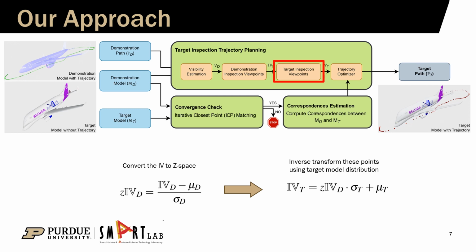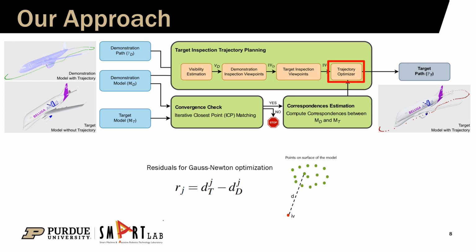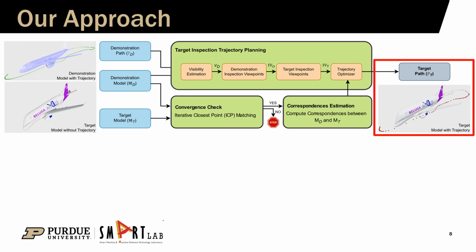Then, using the mean and the standard deviation of the point clouds of the demonstration and the target models, the inspection viewpoints are translated to inspect the target model based on standardization in z-space. Finally, the new trajectory estimate is optimized using the Gauss-Newton method, using the distance between the inspection viewpoints and the points on the surface of the model in the demo and the target model as residuals. This finally gives us the target trajectory, which is used for the inspection.